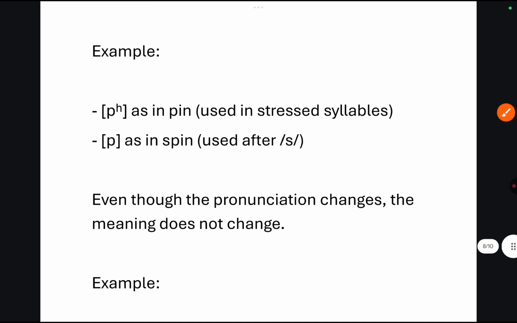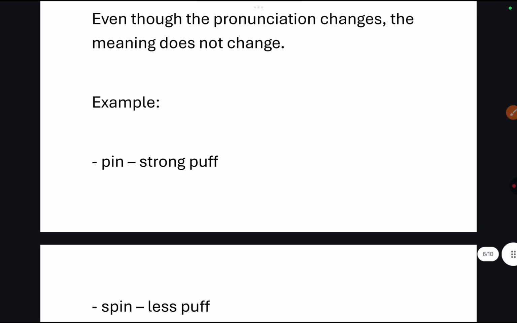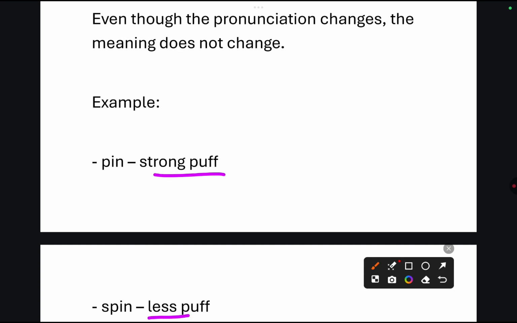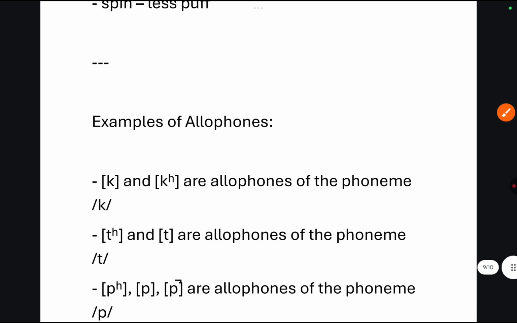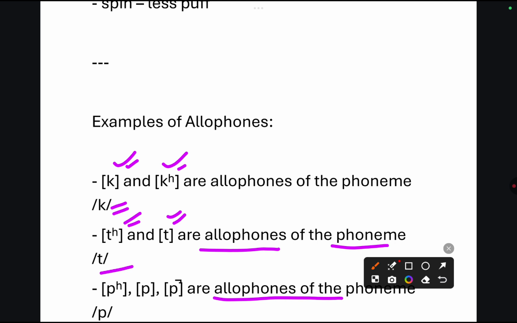Hence they are in complementary distribution. You can see the example here. Even though the pronunciation changes, the meaning does not change. In "pin" there is a strong puff and in "spin" there is a lesser puff. So I hope you have understood it. These are examples of allophones: this is the phoneme, and these are the two allophones of this particular phoneme. One shows the strong puff and the other the normal puff, which is used in the particular word. So these are the allophones of the phoneme /t/, and these are the allophones of the phoneme /p/.